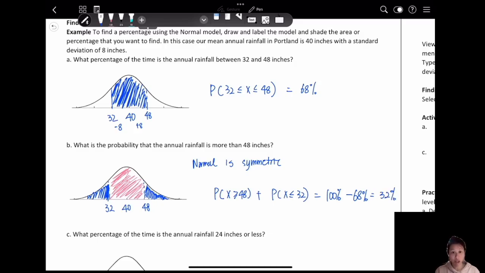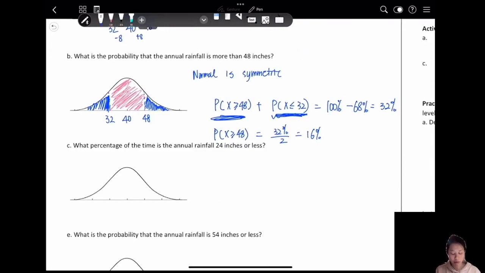But we're not done. 32% includes two parts. The part that is greater than 1 standard deviation and the part that is less than 1 standard deviation. So when we divide it by 2, since they're symmetric, these two areas should be equal. So when we divide it by 2, we will have the probability that the annual rainfall is more than 48 inches. So we use the symmetric characteristic of a normal distribution to calculate this one.